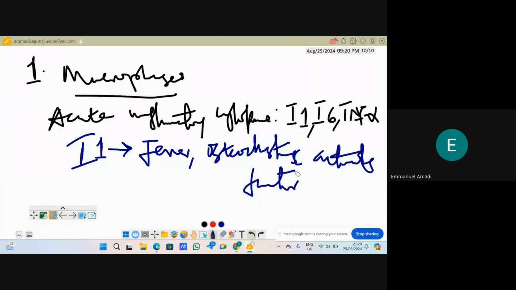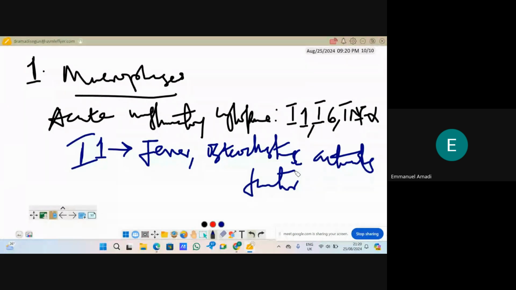Now, see the challenge. When you look at your bone, it definitely has 2 different processes that go on. It has the build-up process that is mediated by the osteoblasts, and it has the breakdown process that is mediated by your osteoclast. Now, IL-1 activates the osteoclast and favors bone breakdown.